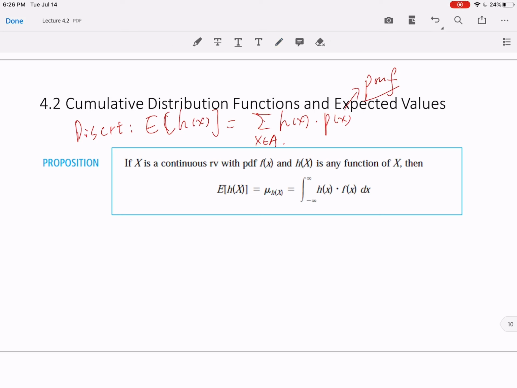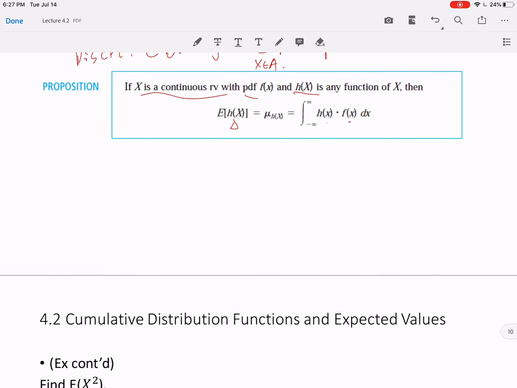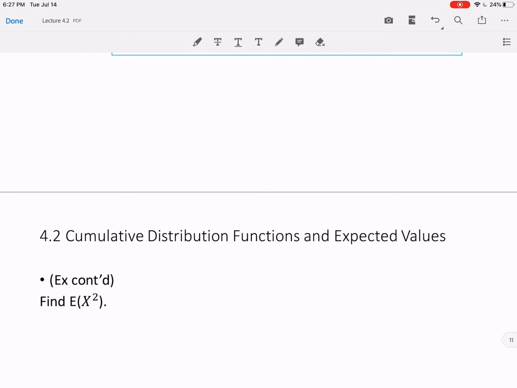So if x is a continuous random variable with PDF f of x and h of x is any function of x, then the expected value of h of x is going to be equal to the integral from negative infinity to positive infinity of h of x times f of x dx. Okay, this is a general form, of course. Different problems will give us different specific intervals.